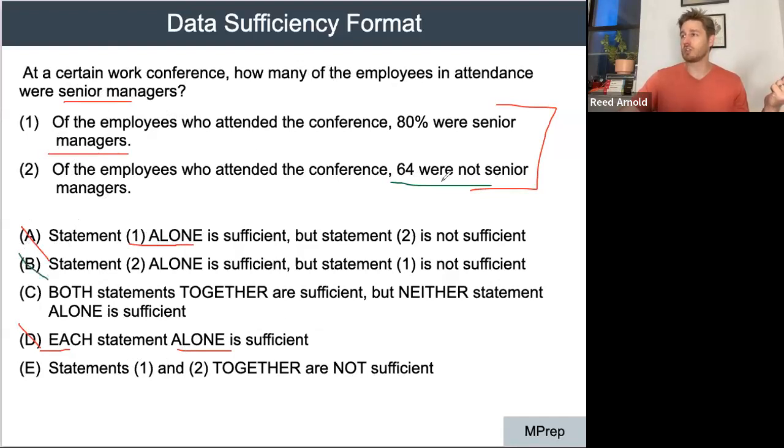So statement 2 is insufficient. I can get rid of any answer that says statement 2 is sufficient. So I can get rid of answer B and also D, technically, although I've already gotten rid of D. Now I'm down between C and E.